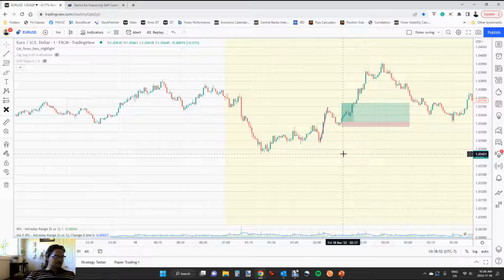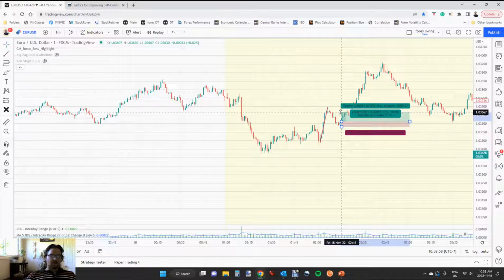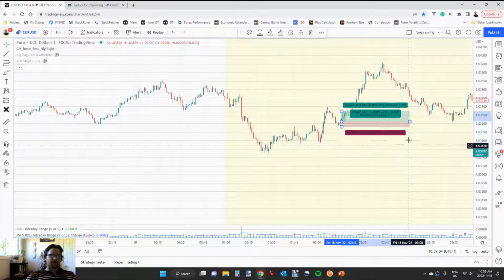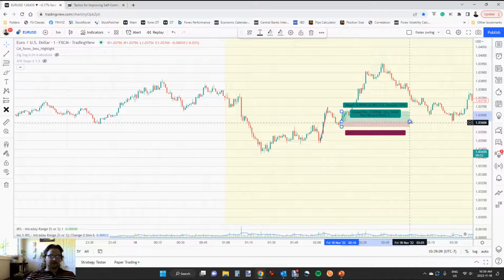How big should our target be? We know that we need to make at least 2 to 1. So we need to move 6. We'd like the price to move 6 cents. Right up here, 6 cents. That's 2 times our risk.